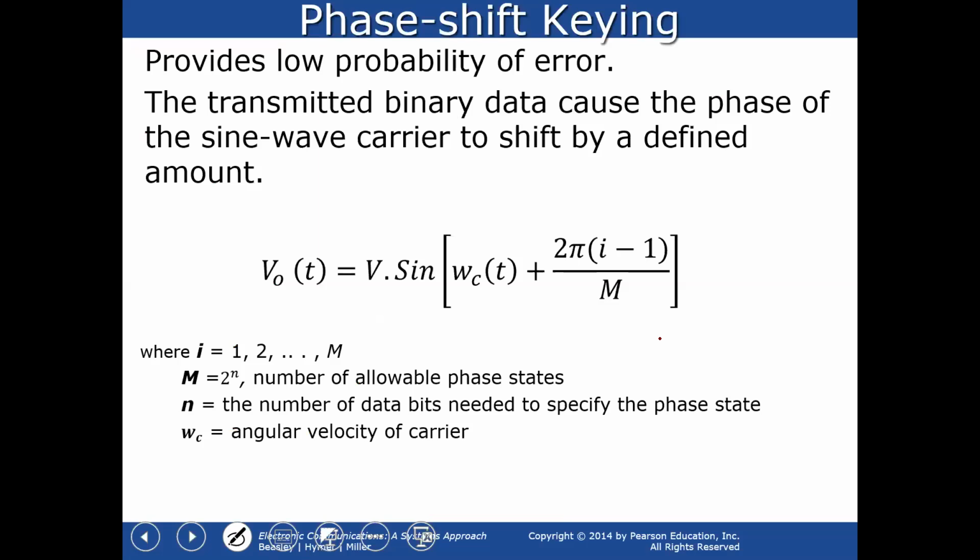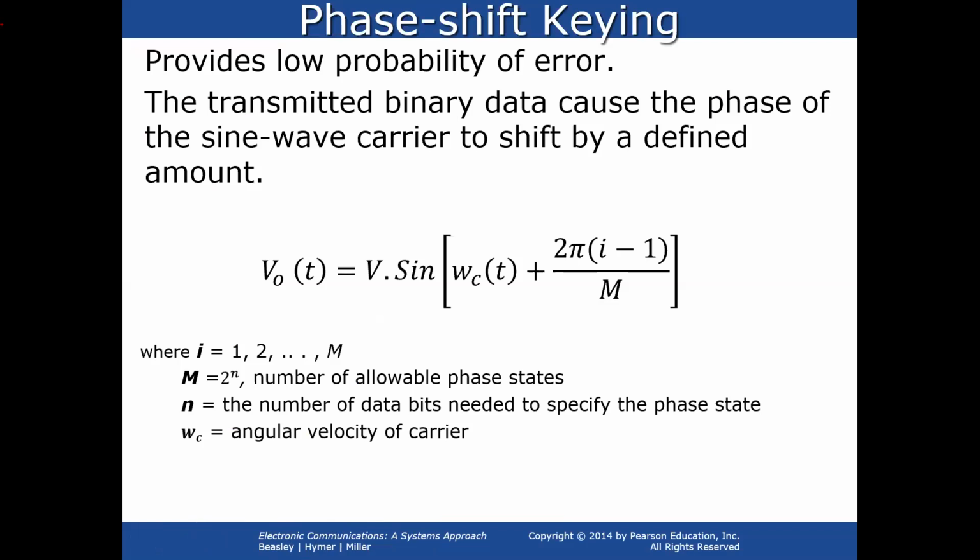Now the third type, the most commonly used, is what we call phase shift keying. That is the third type of data modulation, and it's one of the most efficient ones. It provides a low probability of error, and that's the main advantage of it, and we're going to see that in a minute.